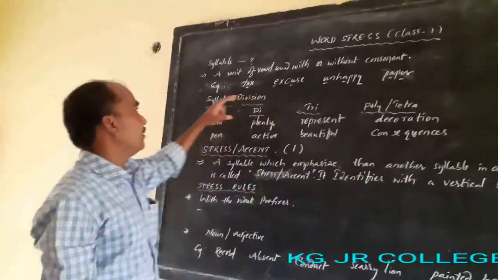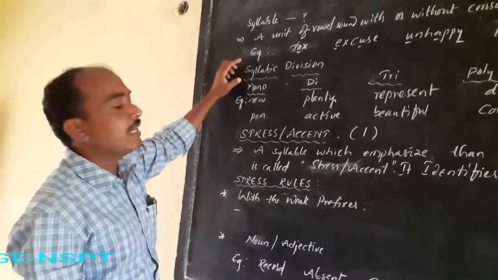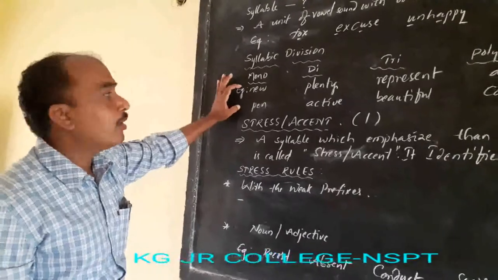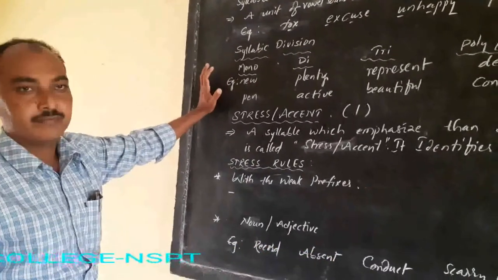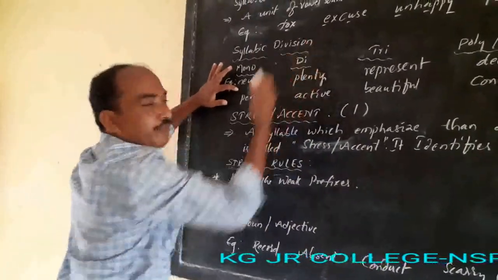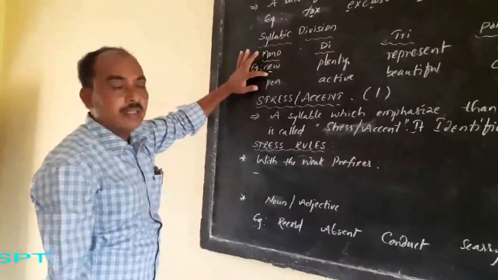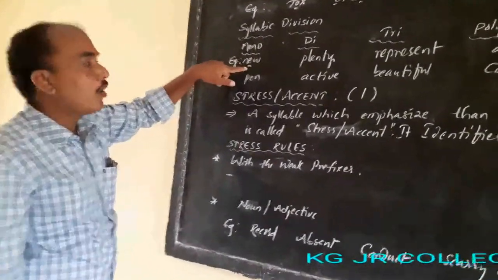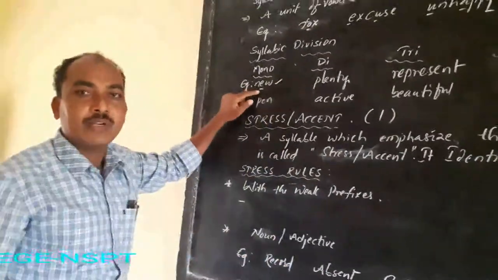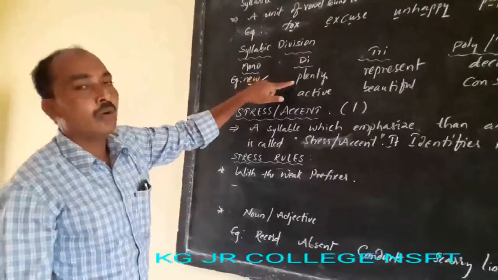Now, then, syllabic division. This is also known as division of syllables. How to identify in a word how many syllables are there? For example, new. Already we have learned before. What is that? New. E. What is that? Vowel. It gives the vowel sound. New. How many sounds are there? Only one. So, in this word, only one sound is there. That's why it is called monosyllabic word.